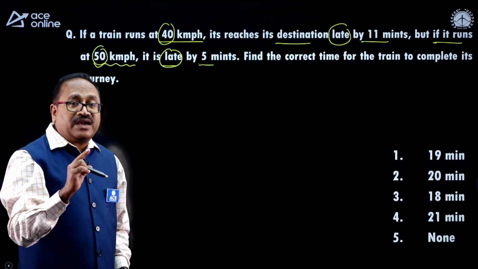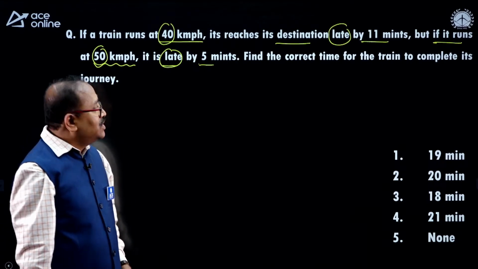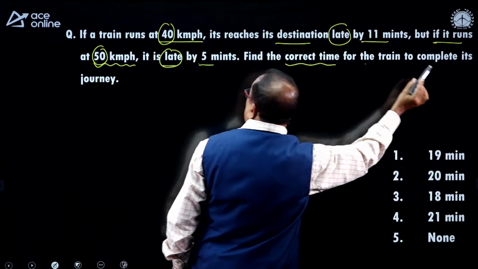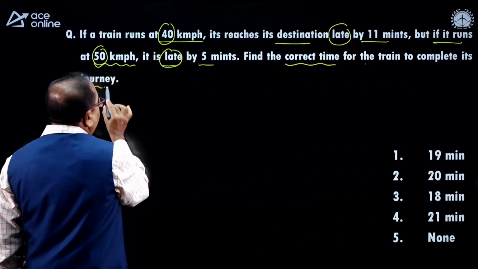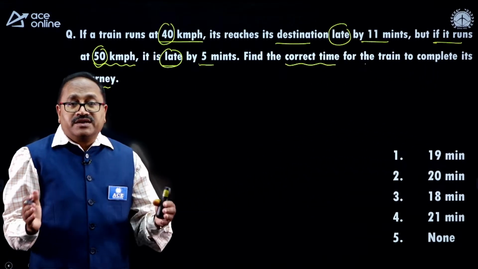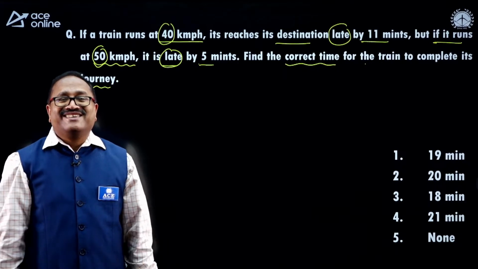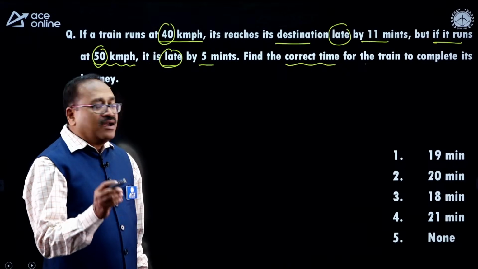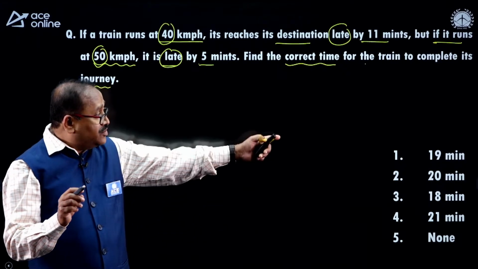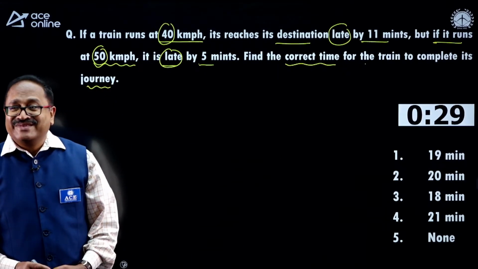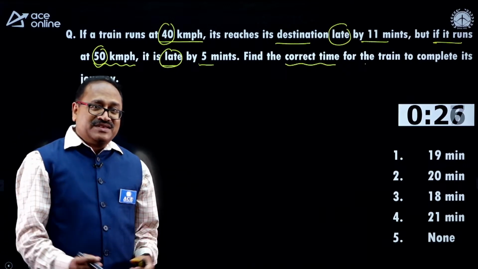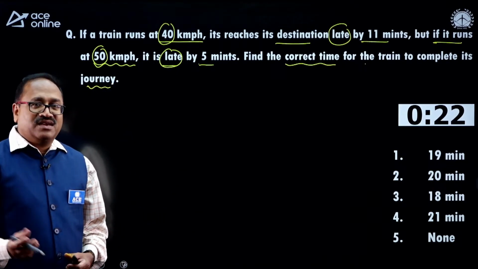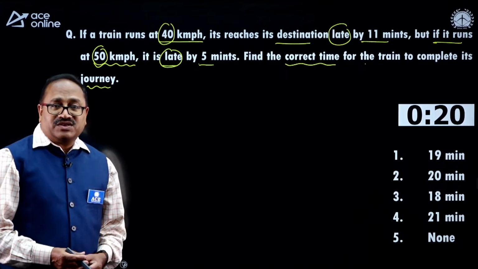What is the difference of time? 6 minutes. Okay. Now find the correct time for the train to complete its journey. Really, it's a beautiful question, my dear friend, and a frequently asked question. And your 30 seconds starts now. Come on, try to answer the question, those who are watching live and those who will watch even after it's recorded.